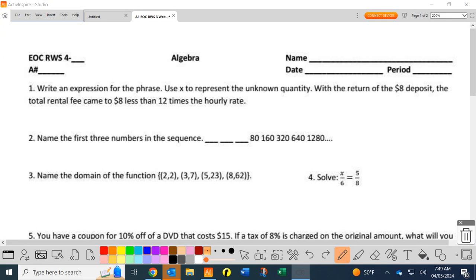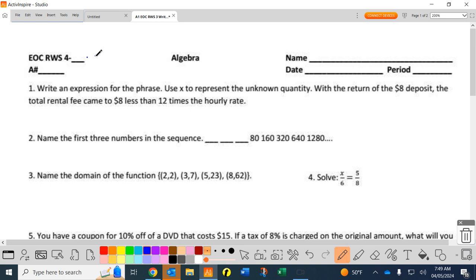This is a review worksheet for the EOC. Anything I write down, you need to write down. We will complete this together. This is a good review for your EOC that will be coming up later in the year. Please make sure that you complete this and have it ready to turn in the next time we see each other. Okay guys, here we go.